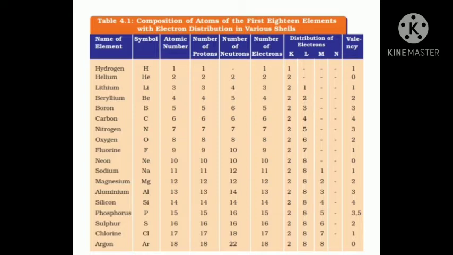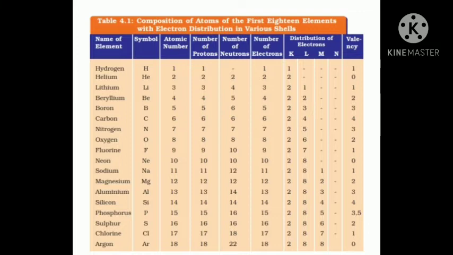Neon, symbol Ne, atomic number 10. So protons and electrons are 10. Mass number minus atomic number is equal to the number of neutrons, which is equal to 10. So the distribution of electrons is 2 in the first shell, remaining 8. Valency 8 minus 8 is equal to 0. Neon is an inert gas.